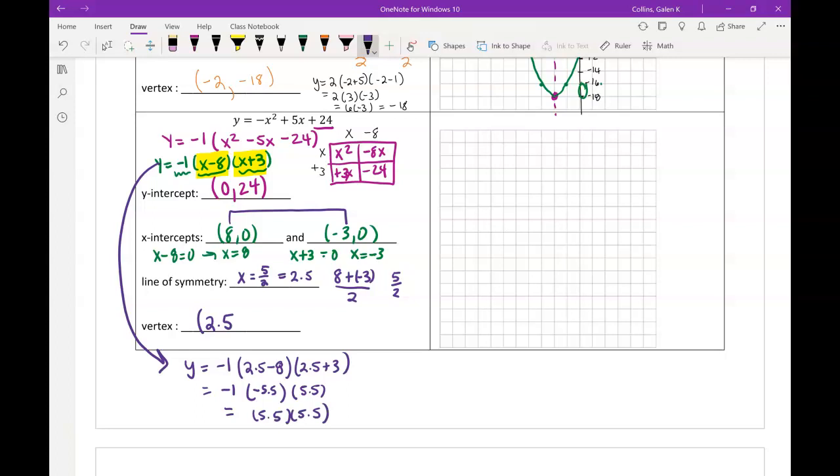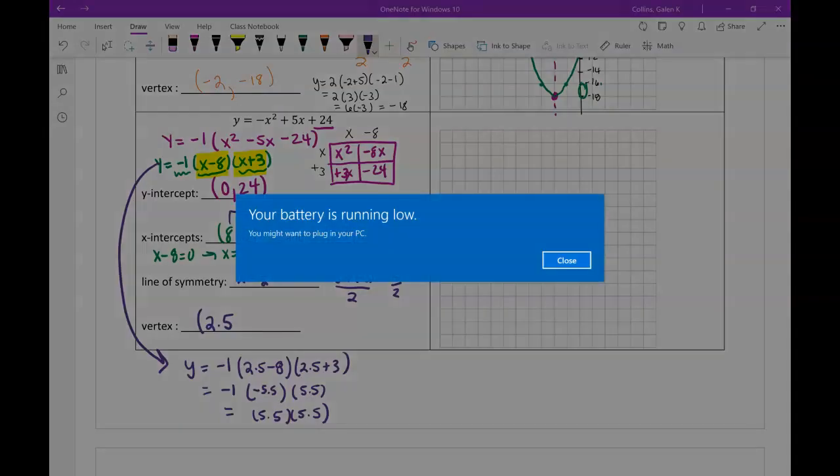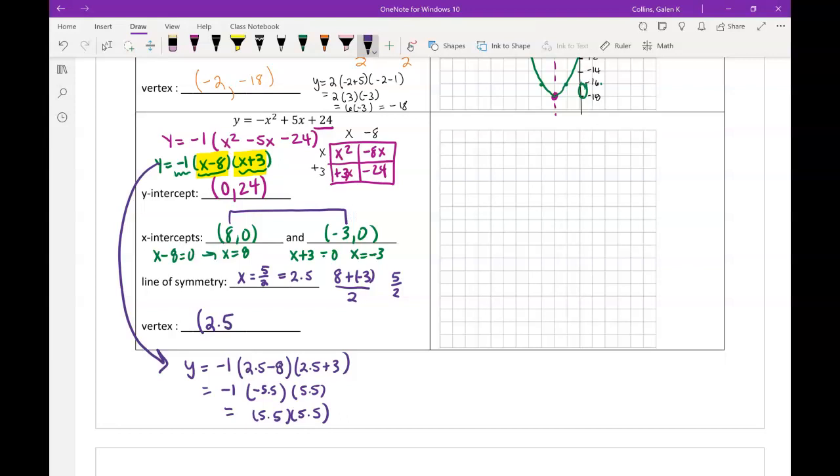And then I just have to multiply that out. And you can use a calculator for this part. Why not? So I'm going to do that off screen with my calculator because my brain is way too dead this morning to do it the other way. Oops, my battery's about to die. All right, so that should be 30.25.